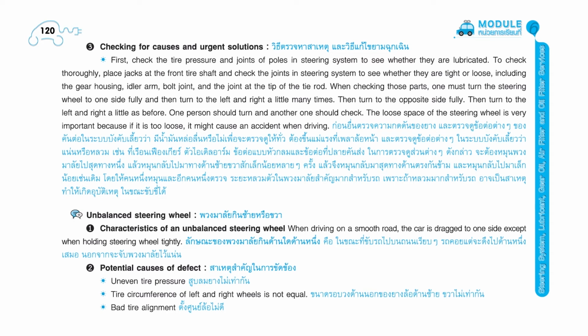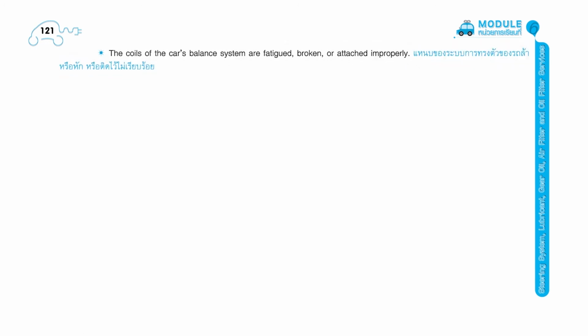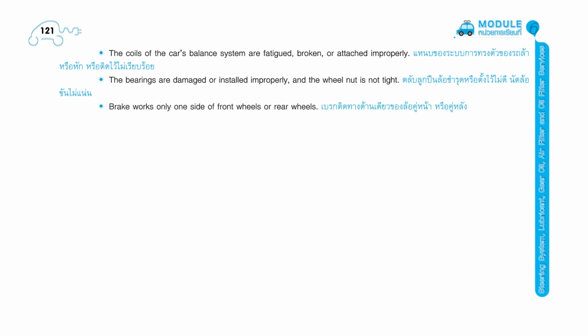Uneven tire pressure. Tire circumference of left and right wheels is not equal. Bad tire alignment. Page 121. The coils of the car's balance system are fatigued, broken, or attached improperly. The bearings are damaged or installed improperly and the wheel nut is not tight. Brake works only one side of front wheels or rear wheels.